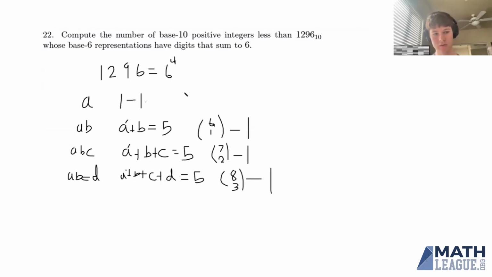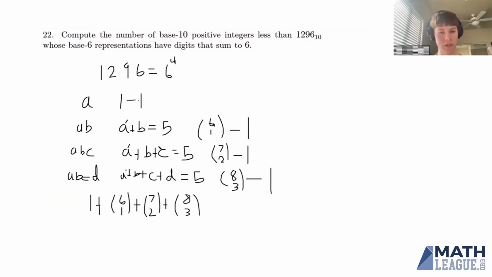And then these are all of our cases, so we can just sum them up. I can write it out. I'm going to write the positive terms first in all these sums and then just subtract off the total. So 1 plus 6 choose 1 plus 7 choose 2 plus 8 choose 3. And then we had 4 cases in total, and in each case we had to subtract off one number, so just subtract off 4. And then we can just calculate this.